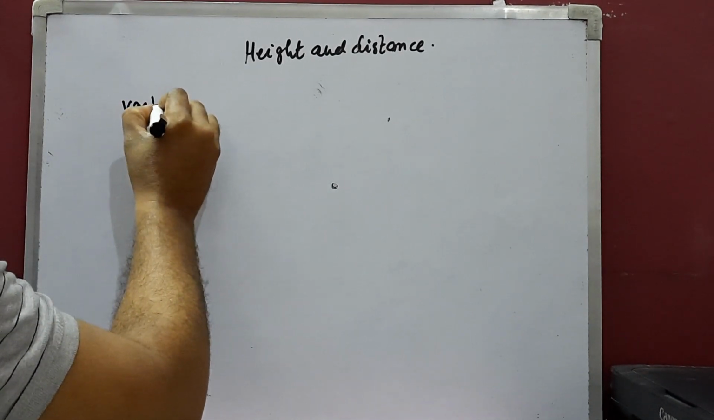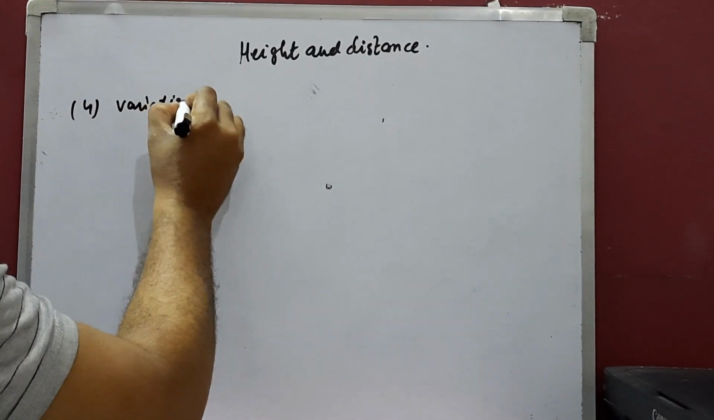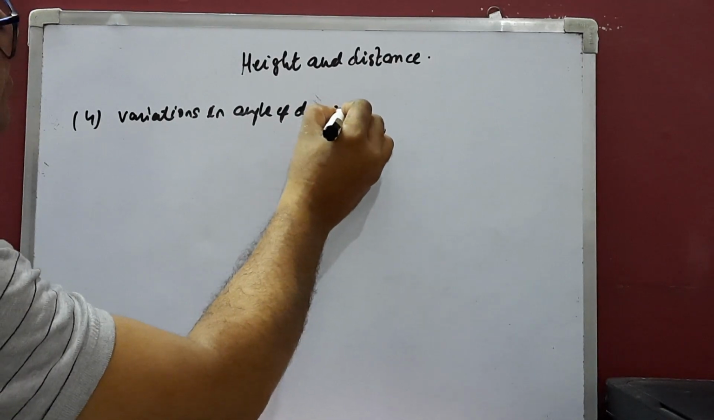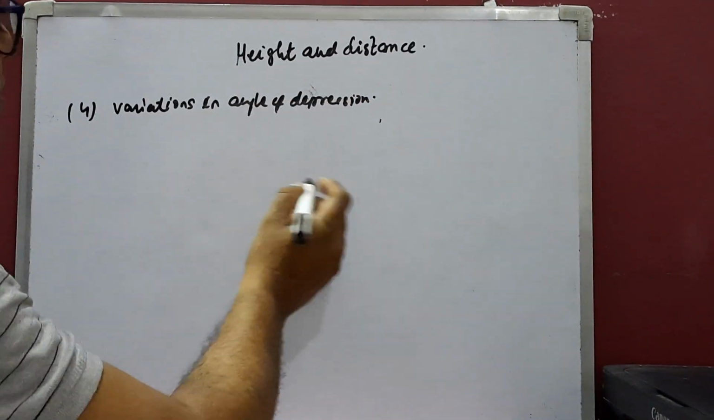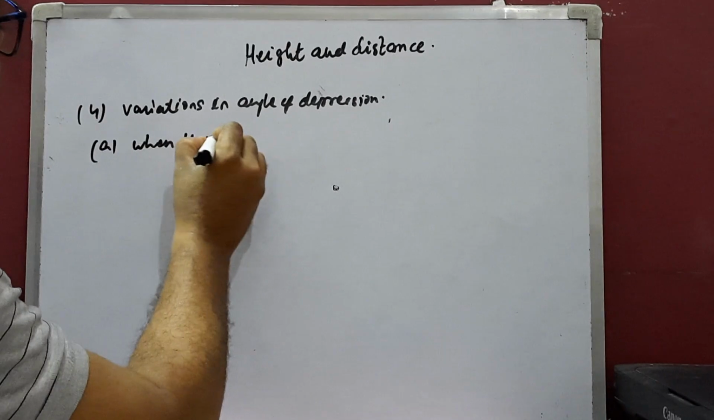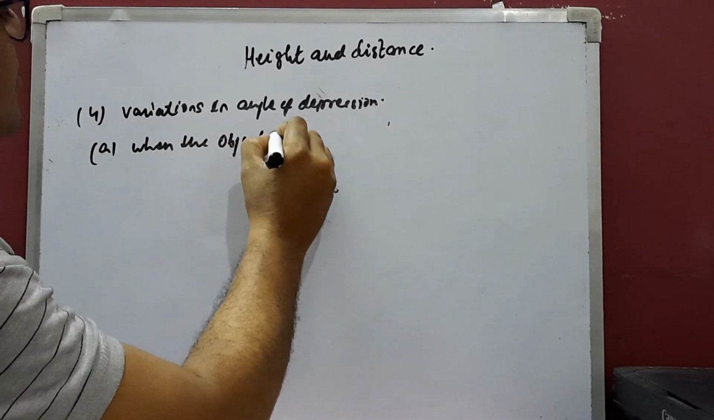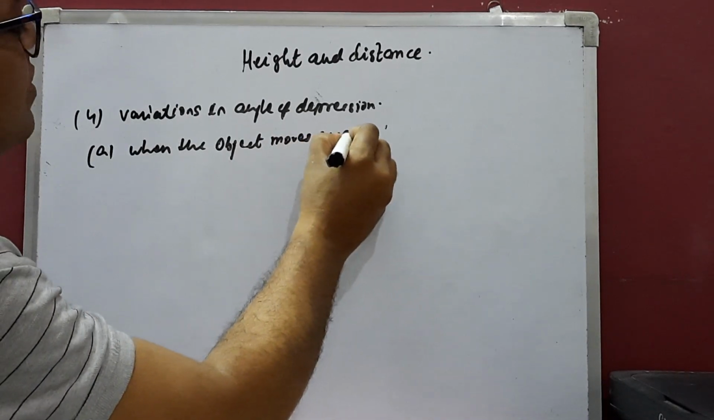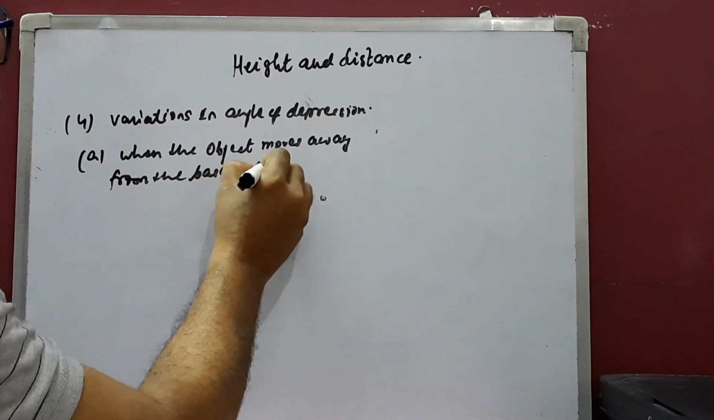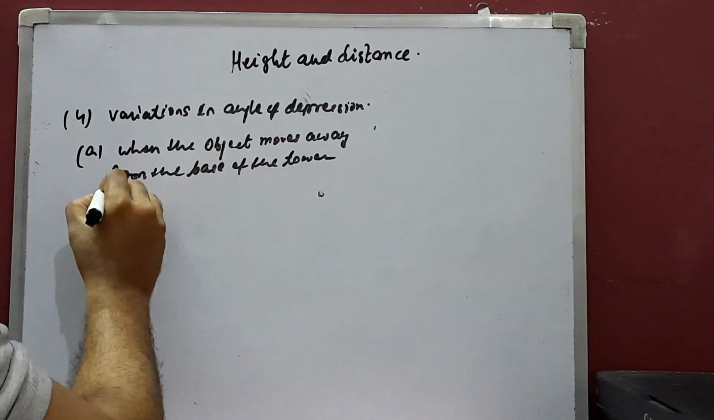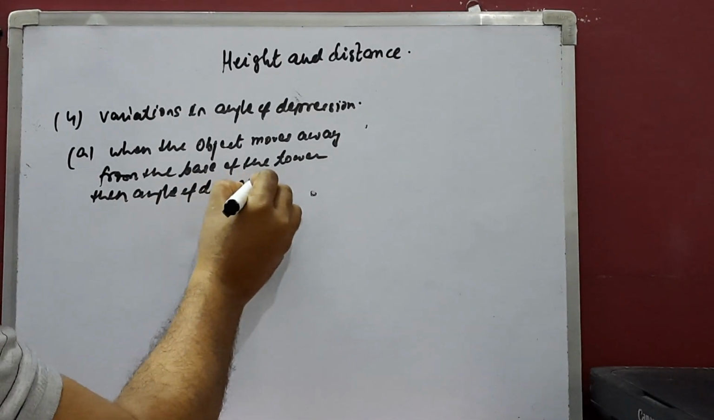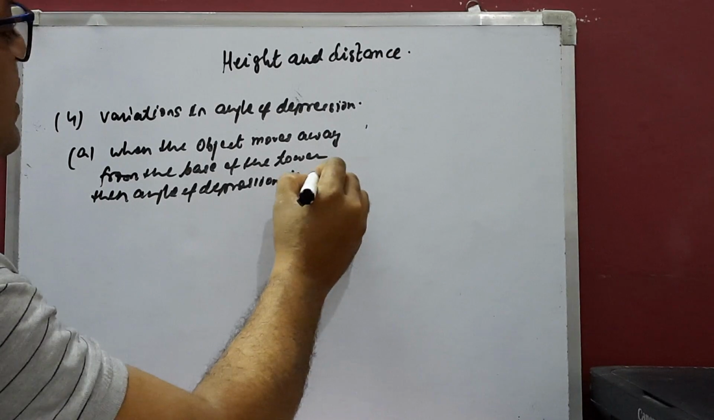Variation in angle of depression. When the object moves away from the base of the tower, then the angle of depression is decreased.